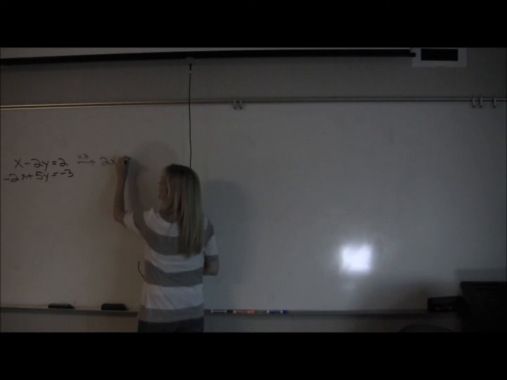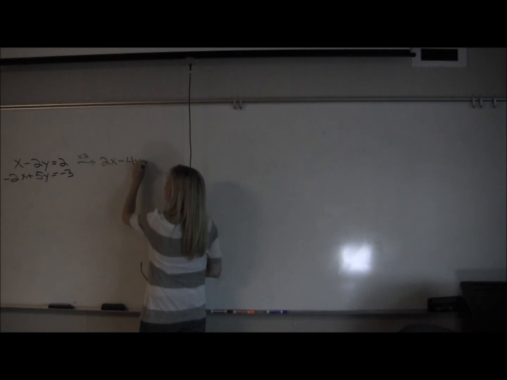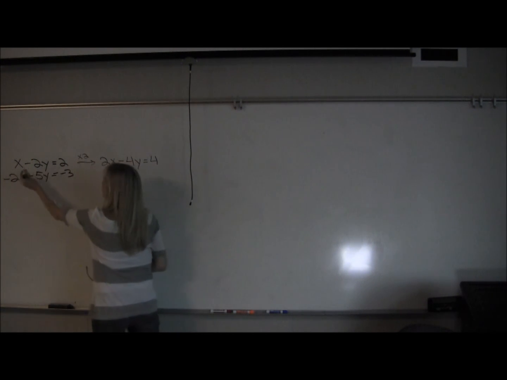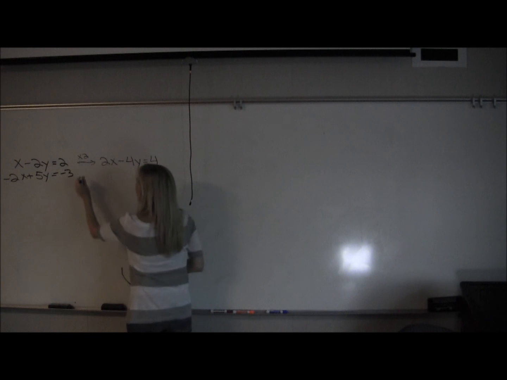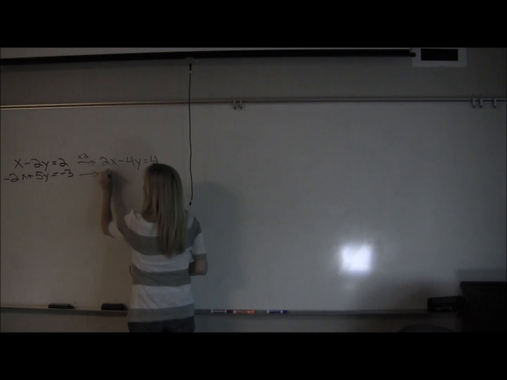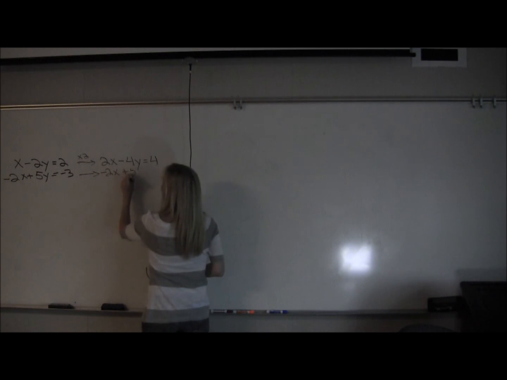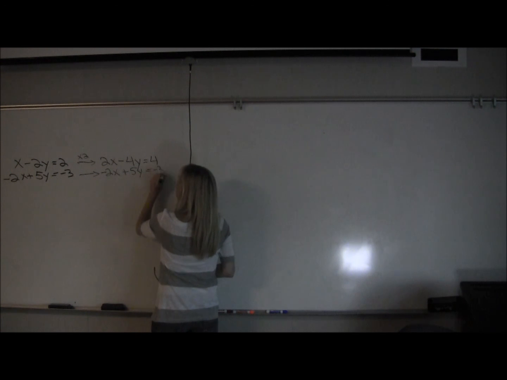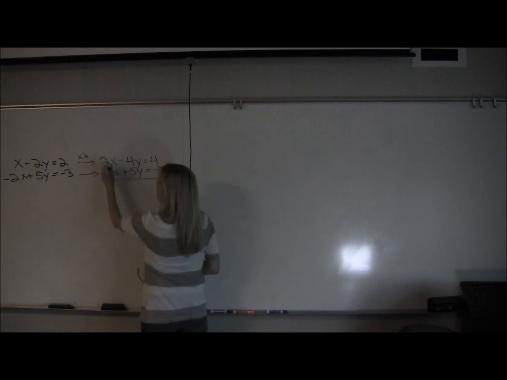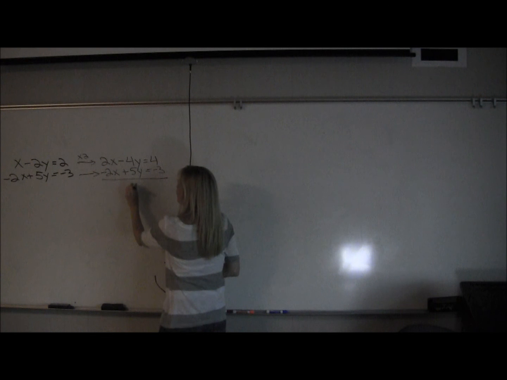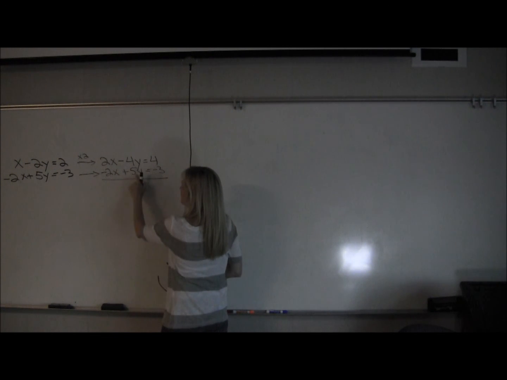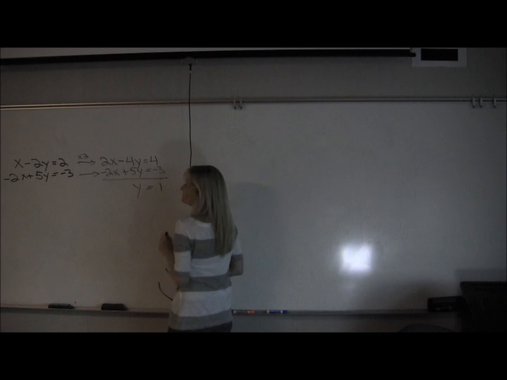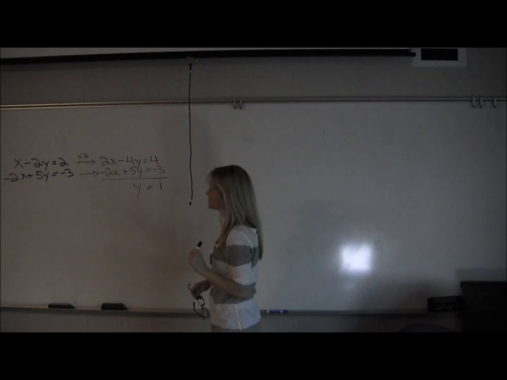2x minus 4y equals 4. I multiplied every single term by 2. And then this one I'm just keeping the same. I have -2x plus 5y equals -3. If I add those together, my x's go away. And then I get 1y, 5y minus 4y, equals 4 minus 3 is 1. Oh, that's what we got before.